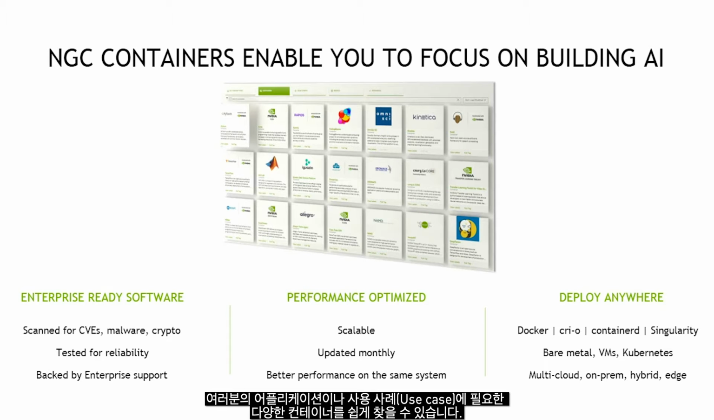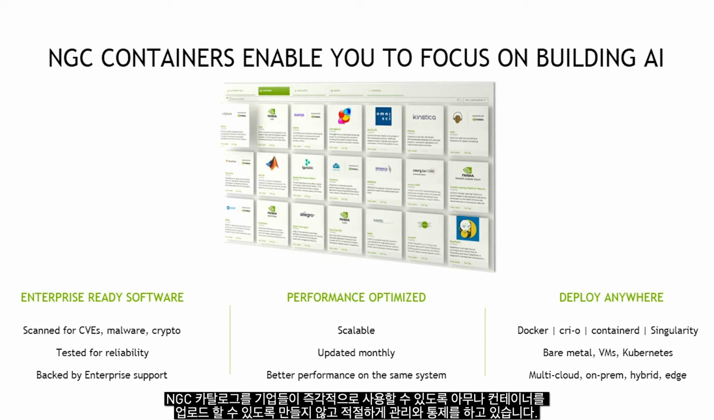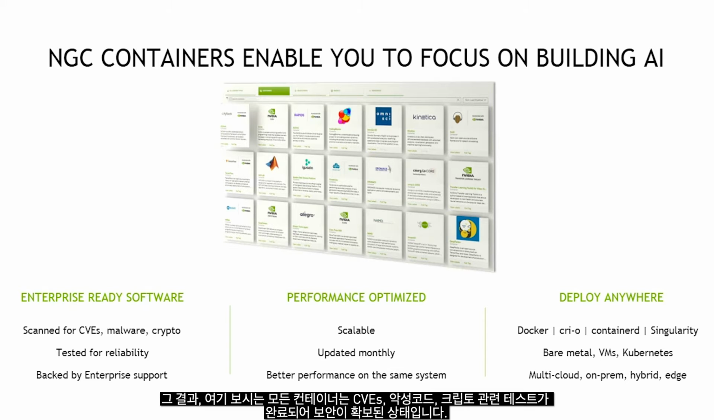So you can get a good diverse set of containers that you would need for your application or your use case. But we also want to go one step further. We just don't want this to be the wild, wild west where people can just upload a container and say, hey, come download my container. We want to control it, and that's why we want to make it ready for enterprises to use, right? So how do we do that?